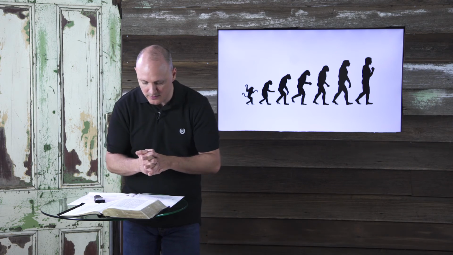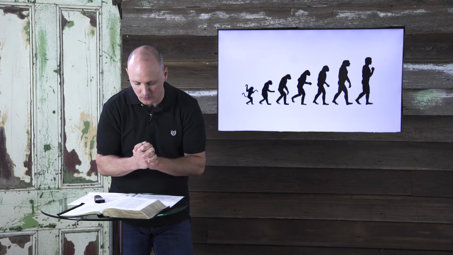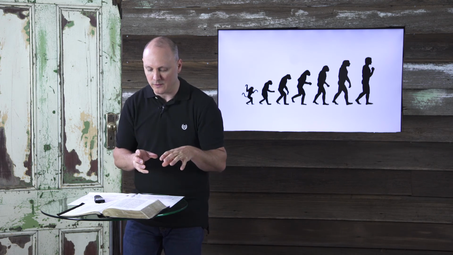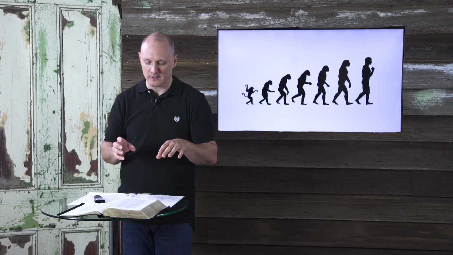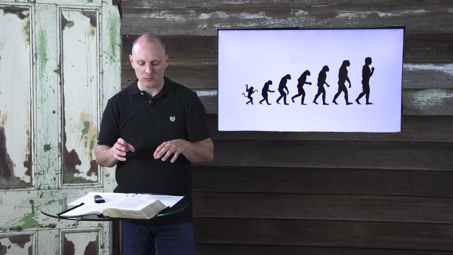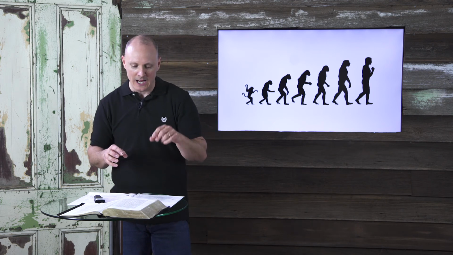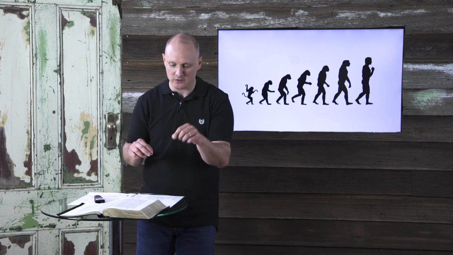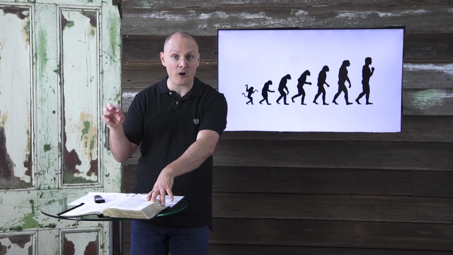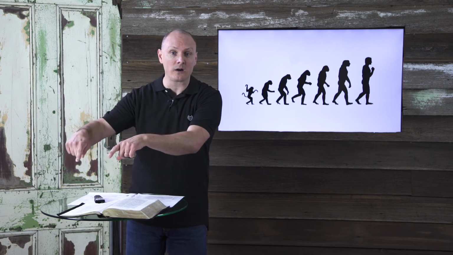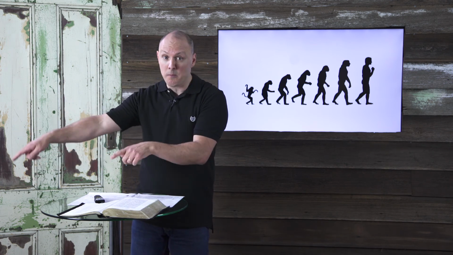I want you to notice this down in verse 32. Paul says, although they know the ordinance of God, that those who practice such things are worthy of death, they not only do the same, but they give hearty approval to those who practice them. And the reason I'm calling attention to this verse is that so far it's all been past tense. They knew God. They did not honor God. God gave them over. It's all in the past.